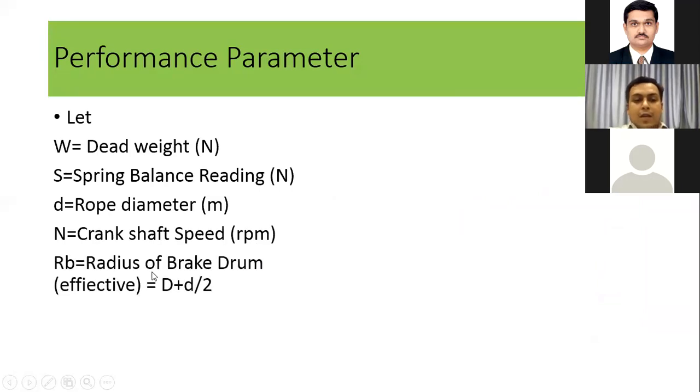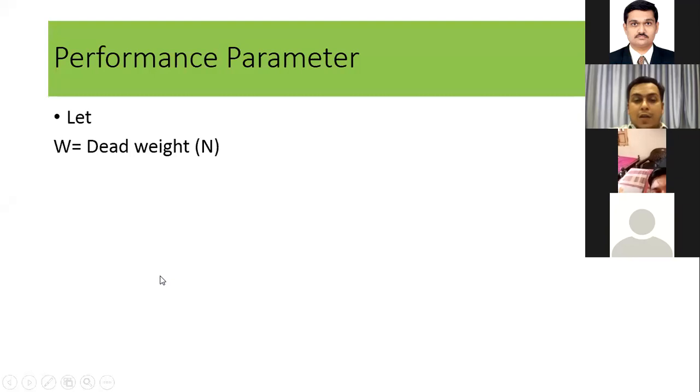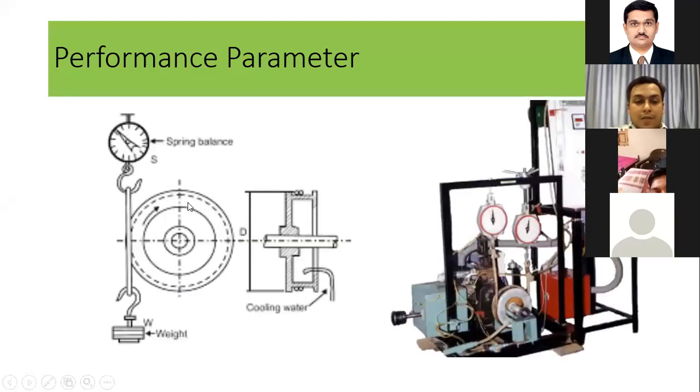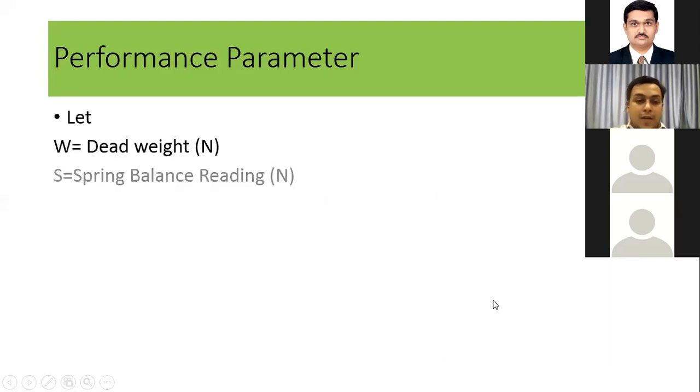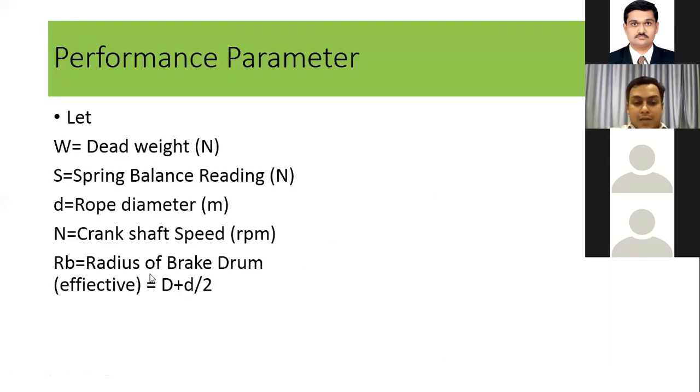R B is the effective radius of the brake drum, capital D plus small d divided by 2. Capital D is the diameter of the drum. If we go to the previous slides, see this is a drum. You can see in this figure also it is a drum, and the drum diameter is indicated by capital D. So effective radius is D plus d divided by 2.